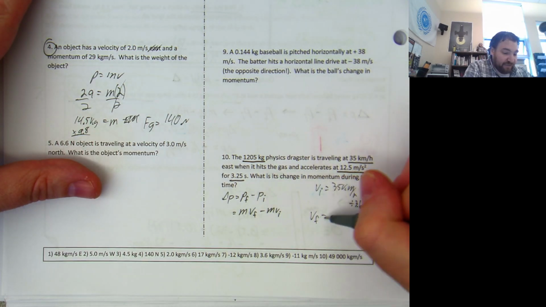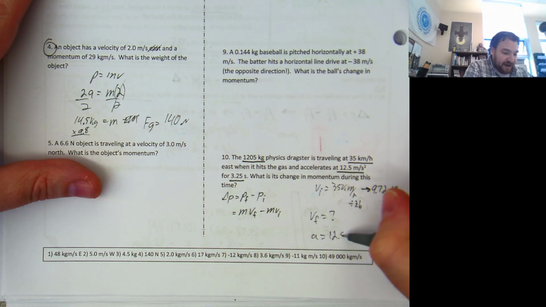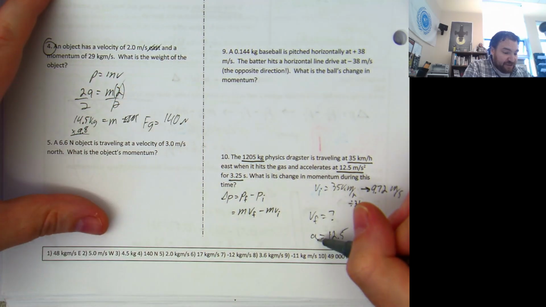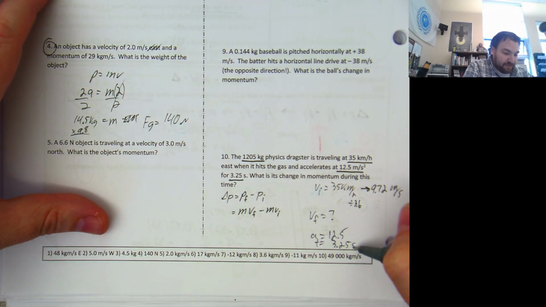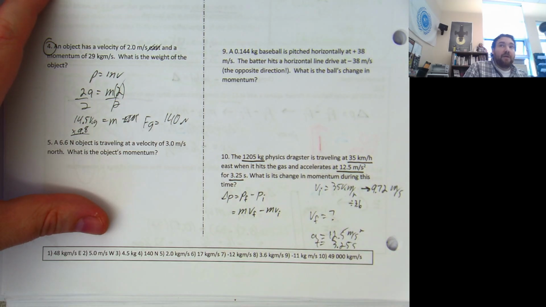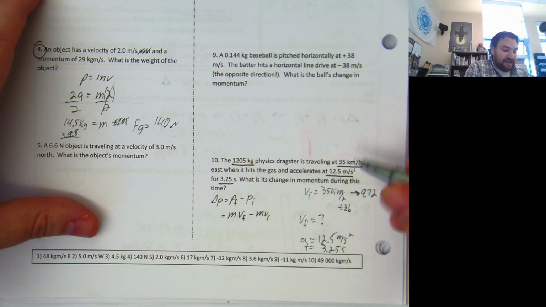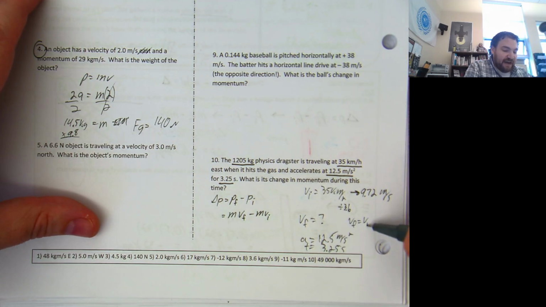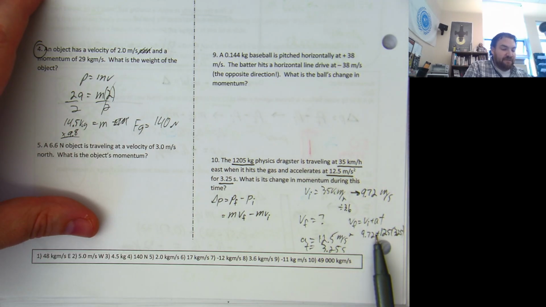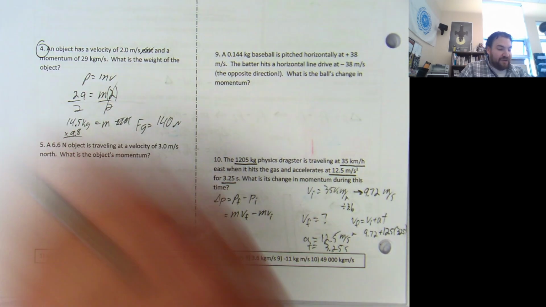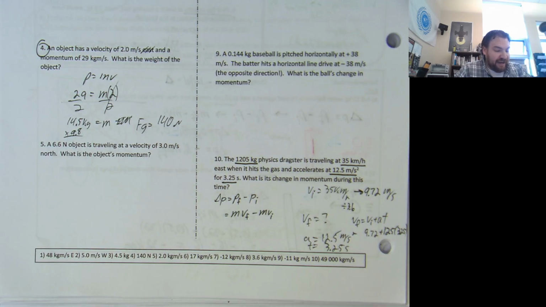V final is what we're looking for. The acceleration we have is 12.5, and we know that it accelerates for 3.25 seconds. So to find that final velocity, we plug into VF equals VI plus AT. VI is 9.72 plus 12.5 times 3.25. This will give you the VF. You plug that in there, and M is 1,205, and you'll get a change in momentum of 49,000 kilogram meters per second.